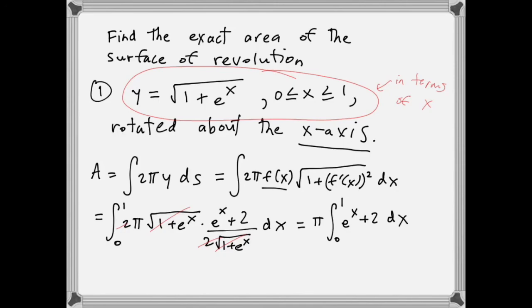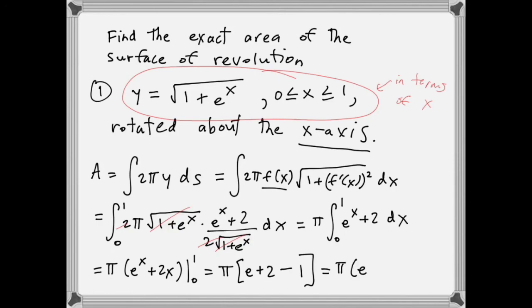So what would that integral be? The antiderivative is e to the x plus 2x, and I'm going from 0 to 1. If I plug in 1, I end up with e plus 2. And then if I plug in 0, I just get 1. So e plus 2 minus 1 is e plus 1. So I get pi times e plus 1.